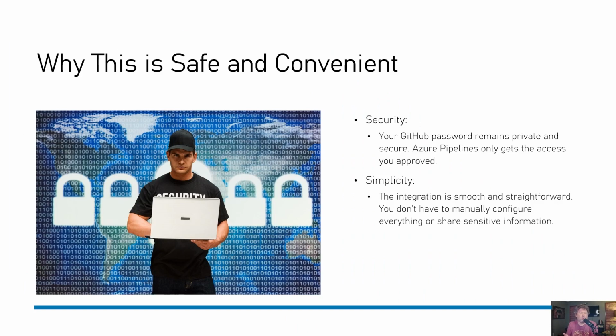Now, why is OAuth safe and convenient? Well, from a security standpoint, your GitHub password remains private and secure. Azure Pipelines only gets to access the things you approve. And there's also a bit of simplicity around it. The integration is very smooth and straightforward. You don't have to manually configure anything or share sensitive information.